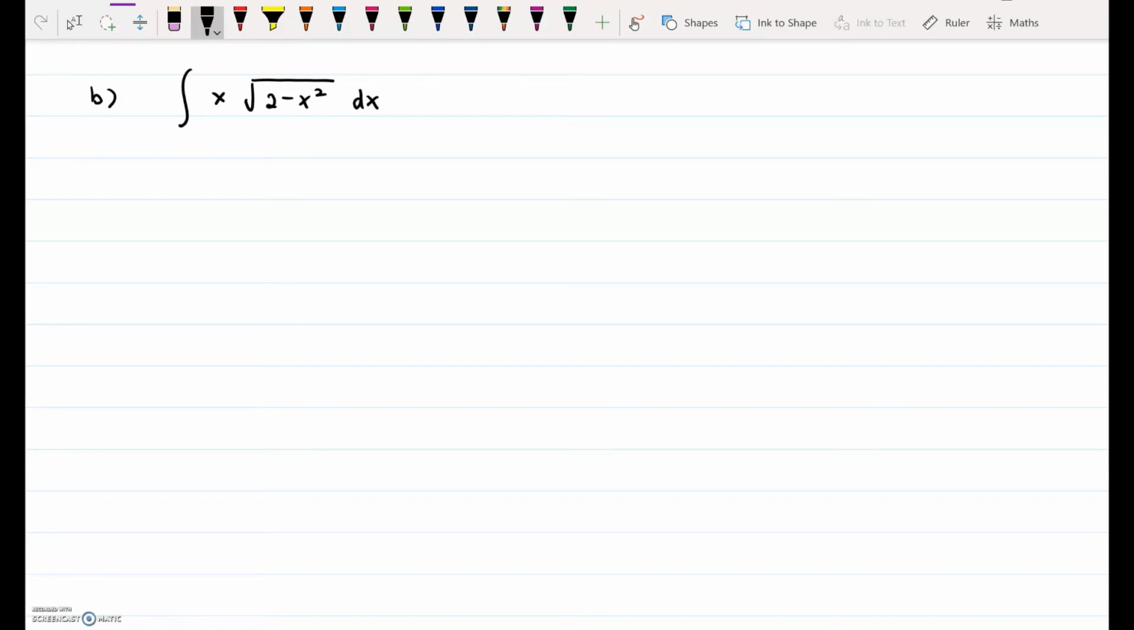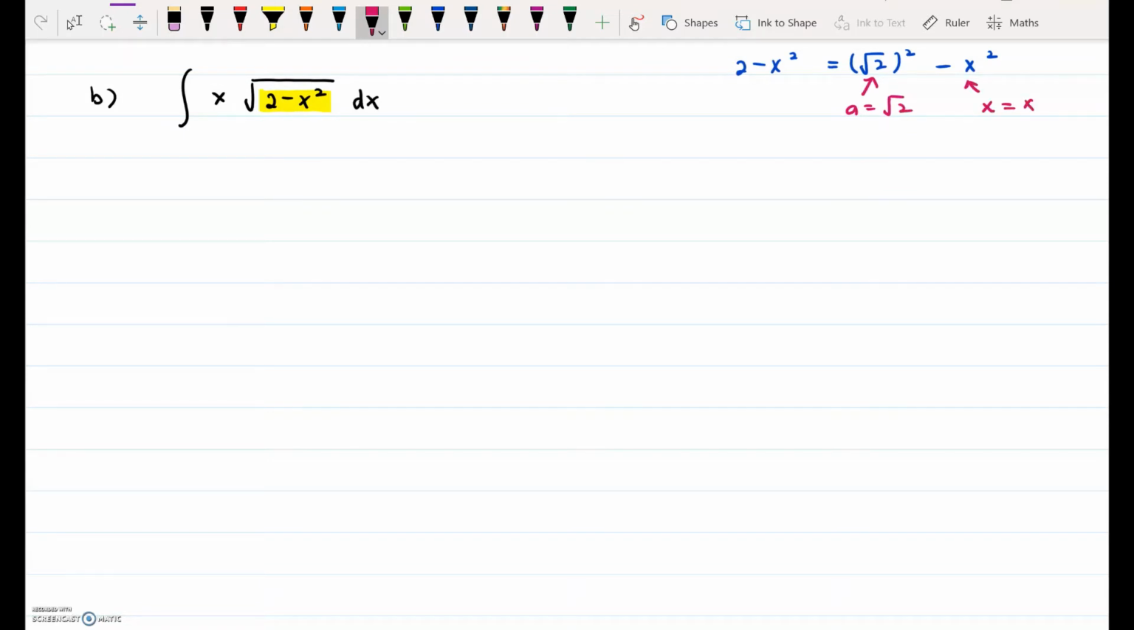Okay, look here, we have this integration of x times the square root of 2 minus x squared dx. Since we want to use integration by trigonometric substitution, firstly we will write the expression we have here in the form of a perfect square. So we will write 2 minus x squared as the square root of 2 squared minus x squared. So here a is square root 2 and x is x.